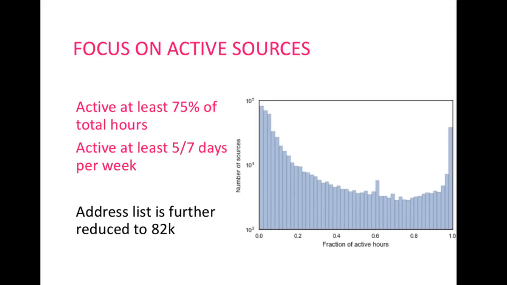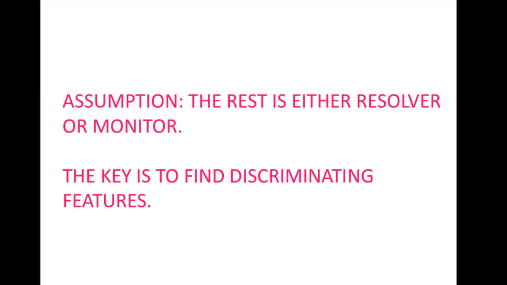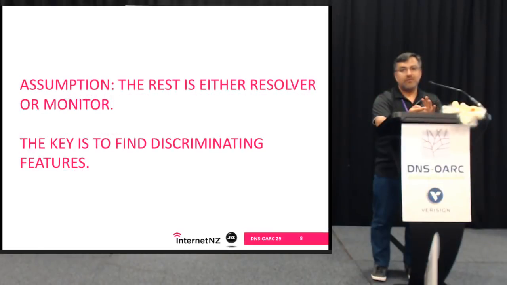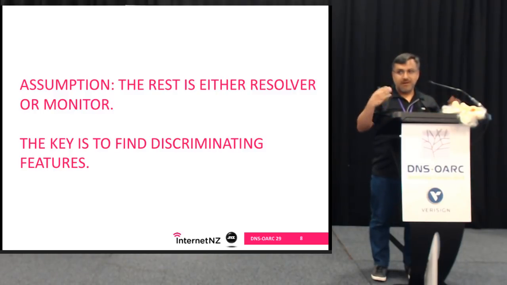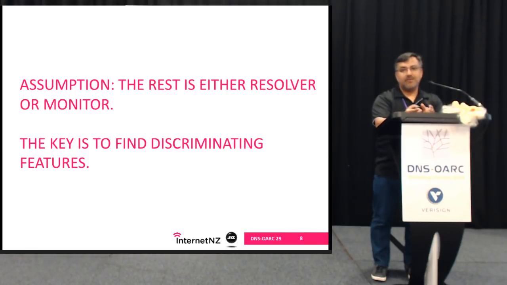We established certain criteria for weekends and weekdays, but it didn't work out very well. So we're now reducing the list to 82,000 unique source addresses. From those 82,000, we are assuming from here on they are either a resolver or a monitor. A monitor is someone sending traffic regularly to check if the service is up in some way. Now we start looking for features from that traffic that can help us discriminate which one is which.